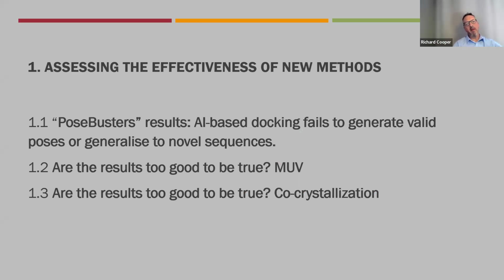Okay, so section 1: assessing the effectiveness of new methods. I want to talk about this paper, PoseBusters, which came out last year, and how it took a fresh look at some AI-based docking and showed that the methods are maybe not quite as useful as they announce themselves to be. Then another example where there are results that look too good to be true, and how we've investigated that. So how do we go about assessing these methods? What things do we need to do that?